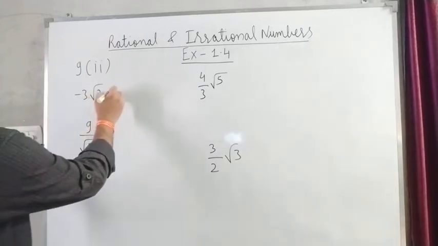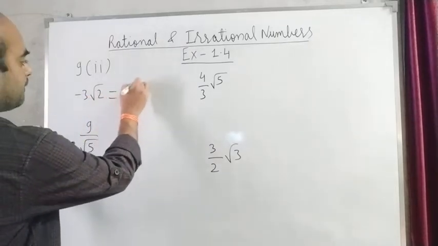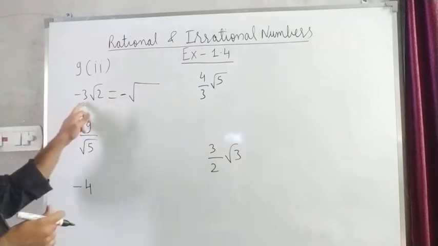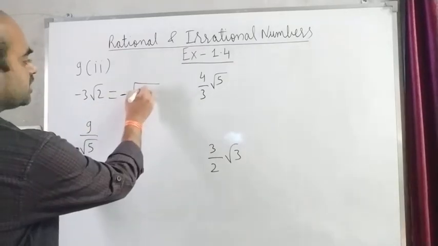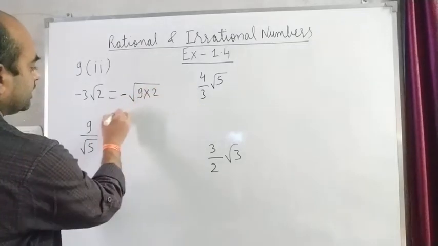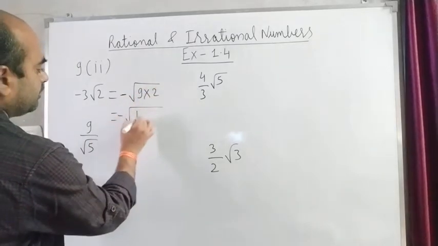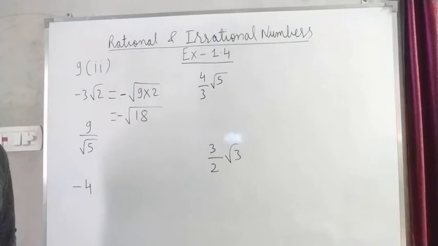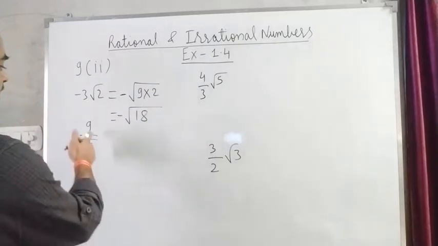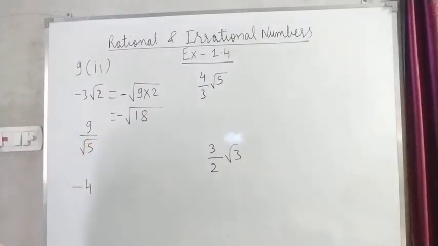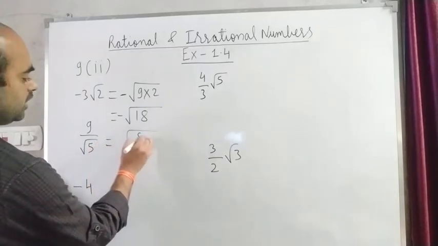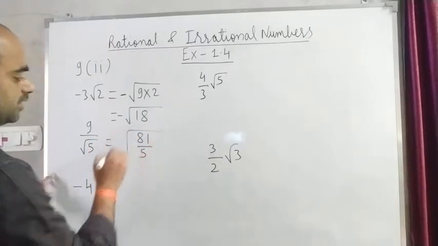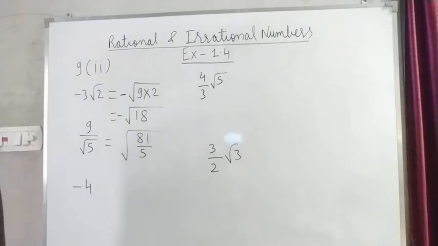This can be written as minus, with the minus outside. If 3 goes inside the square root, it becomes 9. So this is 9 into 2. So finally this is minus root 18. Clear? Next one is 9 upon root 5. So this can be written as root of 81 upon 5. Correct? Root of 81 upon 5.